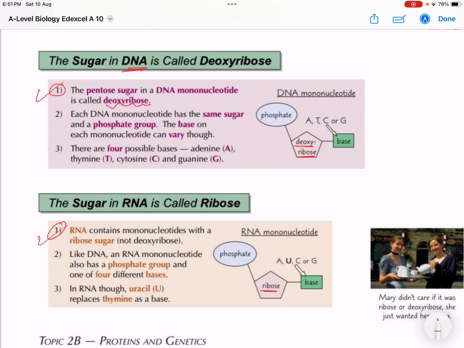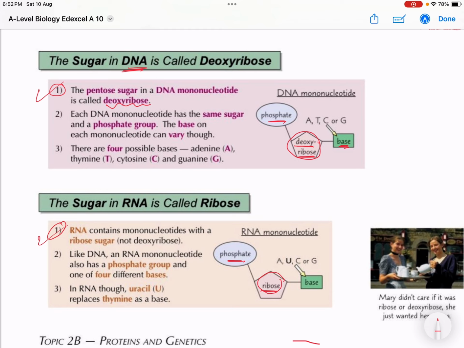The second difference: each DNA mononucleotide has the same sugar and phosphate group, but the base on each mononucleotide is different. What does that mean, guys? See, that's a phosphate. Phosphate is common in both DNA and RNA. The sugar is different. In the DNA, we've got the deoxyribose. In the RNA, we've got the ribose.